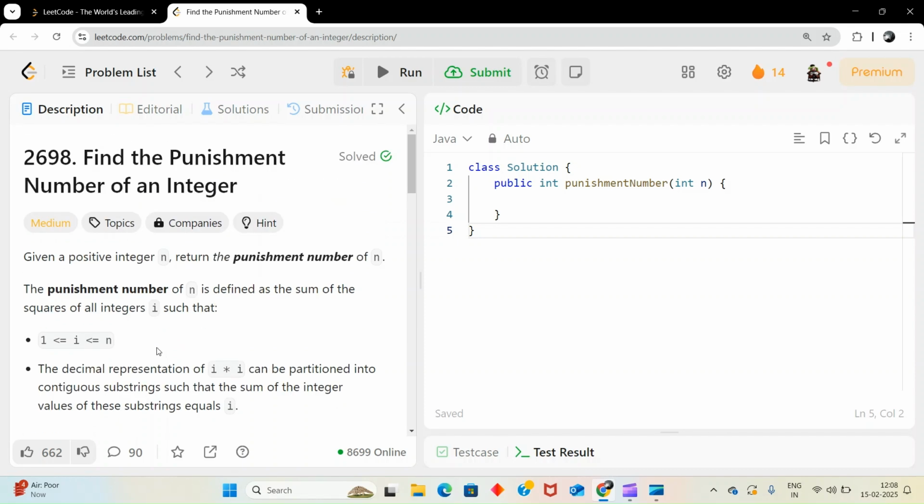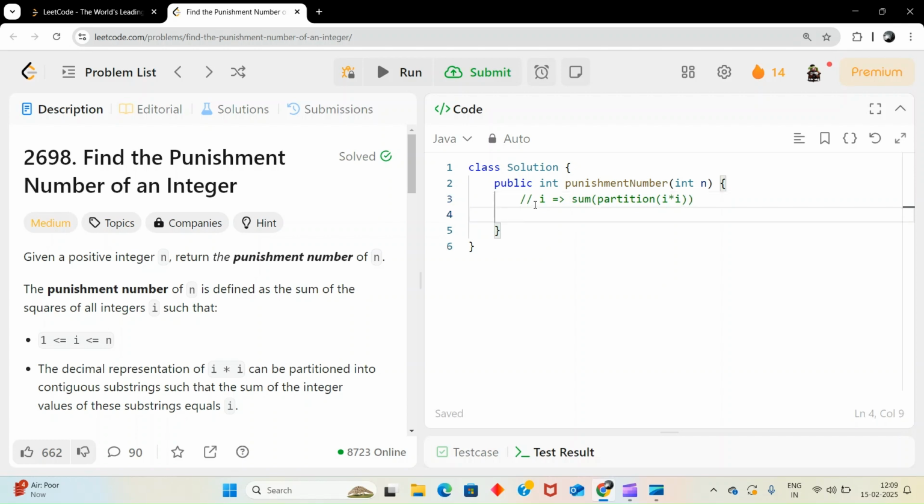So we are given the integer n, which is a positive integer, and we have to return the punishment number of n. What is the punishment number of n? It is the sum of the squares of all the integers I, where I goes from 1 to n, such that I is equal to the sum of a partition of its square.